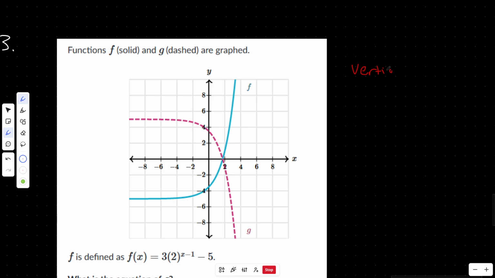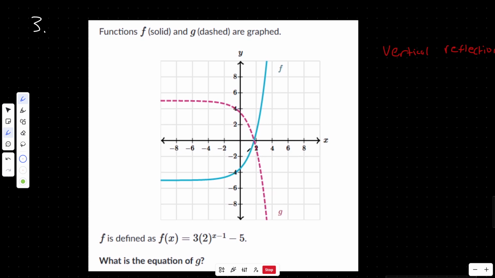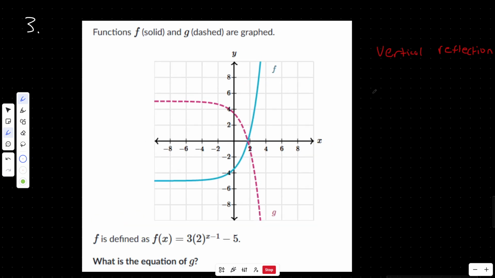Vertical reflection. So that would mean that our g of x function is just our f of x function multiplied by -1. So we can say g of x is equal to minus f of x, because all we did was apply the vertical reflection to our function f of x, and that's going to be our g of x function.